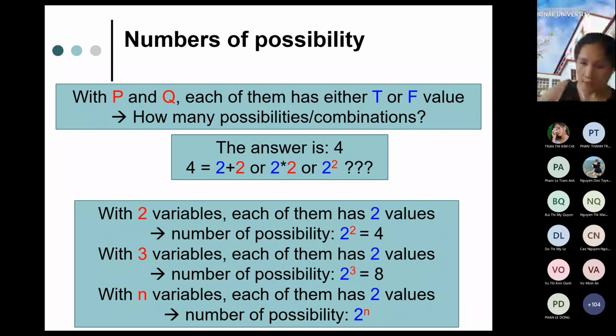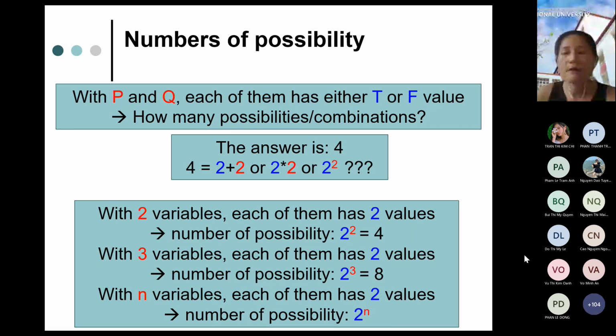Okay, so I hope it is understandable for this part, right? If you have any mistakes or confusions, please remember the 2 is the number of values, which is fixed, and then the exponent is the number of variables, which might change depending on the number of variables in the argument.